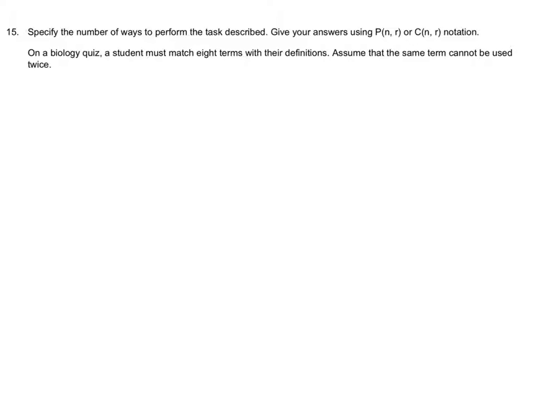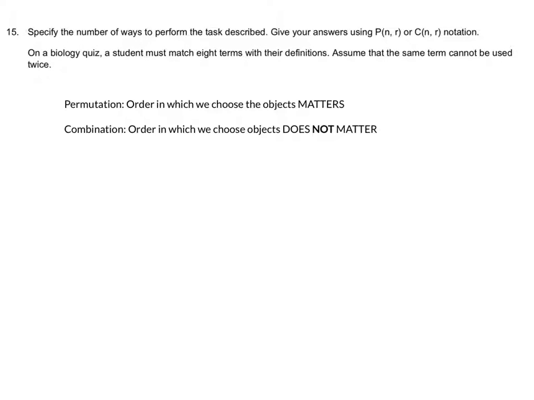In order to solve this problem, we first need to determine if this is a permutation or a combination. We need to remember our definitions. The permutation says that the order in which we choose objects matters. The combination says that the order in which we choose objects does not matter.